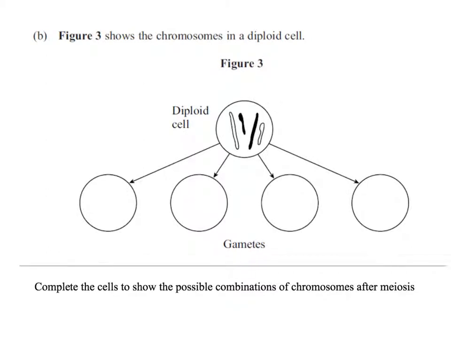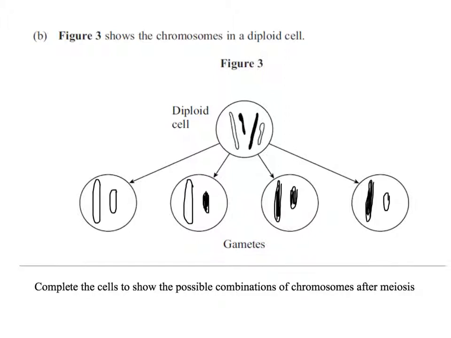Okay, here's a quick exam question. The exam question tells me that this, figure 3, shows the chromosomes in a diploid cell. I know that diploid means that the chromosomes must be in homologous pairs. I look at this cell and I can see I've got 2 long chromosomes and 2 short chromosomes. The 2 long ones must be the pair because I know that homologous pairs are the same size and shape. This must be the other pair. I also know that when the cell divides, and this is the important bit, that the gametes must only have one of each pair.